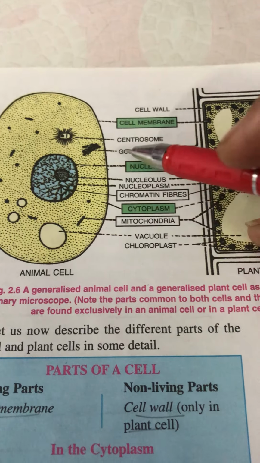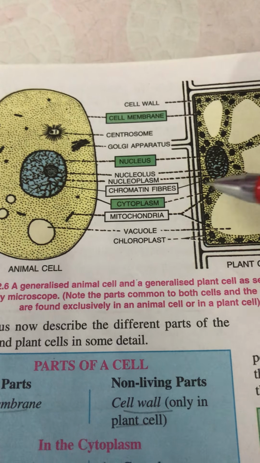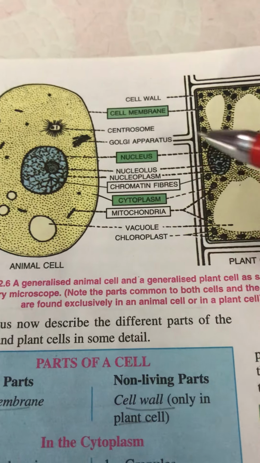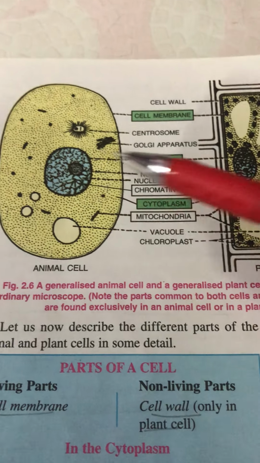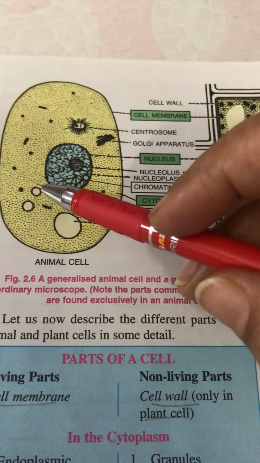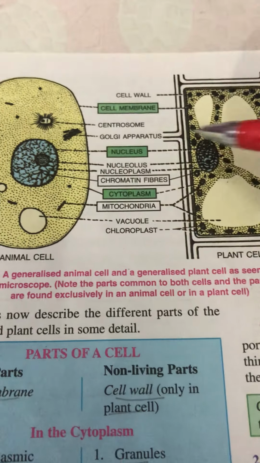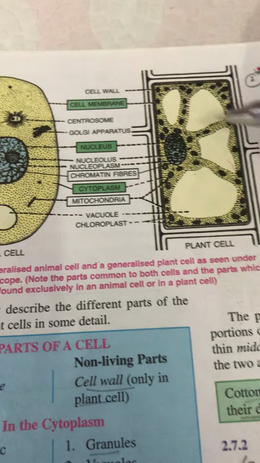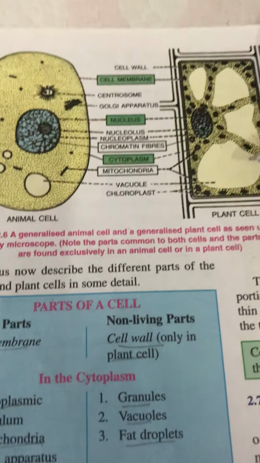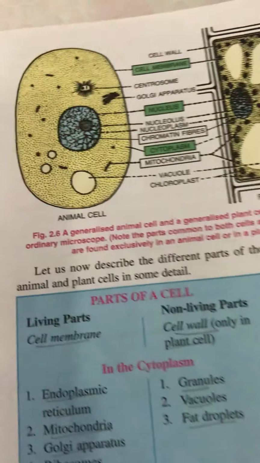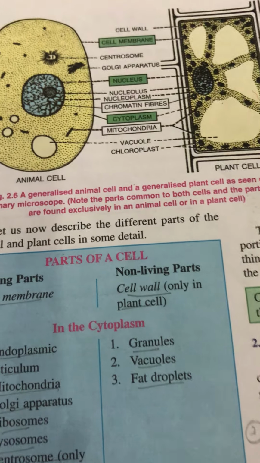Some parts are common, like both have mitochondria, both have Golgi bodies, both have endoplasmic reticulum, both have vacuoles, but you will find vacuoles are very small and often temporary in an animal cell, whereas they are large and permanent structures in a plant cell. So if we compare plant and animal cell, these are the differences which we will find.